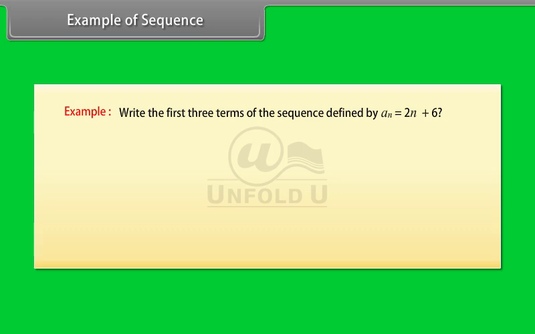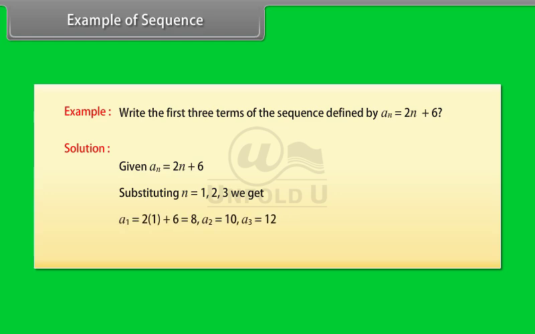Example of sequence. Write the first 3 terms of the sequence defined by an = 2n + 6. Solution. Given an = 2n + 6. Substituting n = 1, 2, 3, we get a1 = 2 × 1 + 6 = 8, a2 = 10, a3 = 12. Therefore, the required terms are 8, 10 and 12.